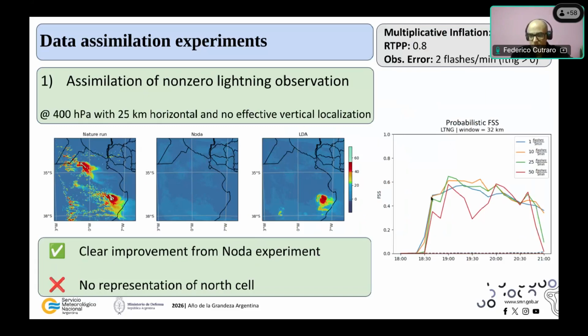In this figure, I show you the probabilistic fraction skill score for different lightning thresholds. We can see that at half an hour after the assimilation start, there is a jump in the skill of the forecast in the analysis, related to the development of this cell, and a steady decrease along with the cycles.